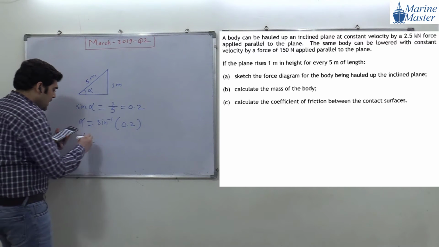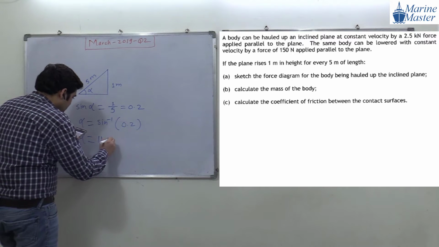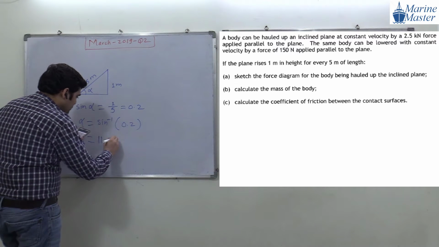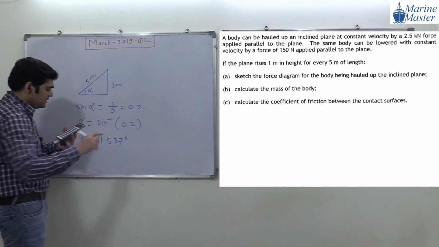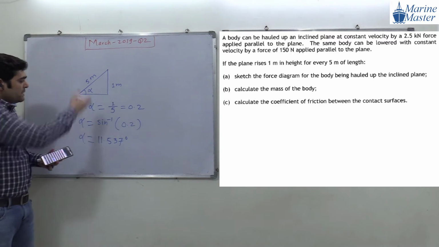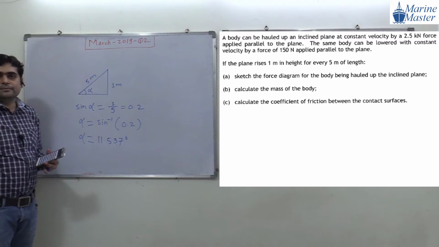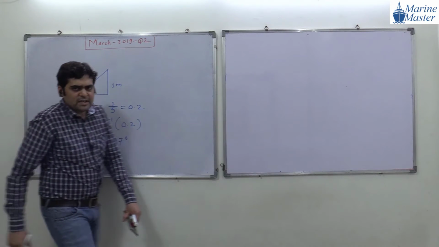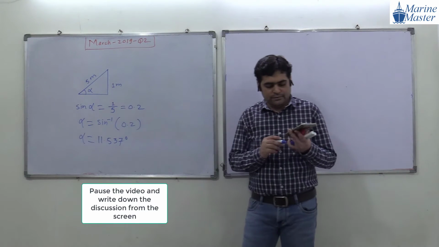How much, guys? 11.537, we can take 11.537. So we got alpha. You got the meaning of the sentence. First of all, guys, write down this one. Then we will go further.